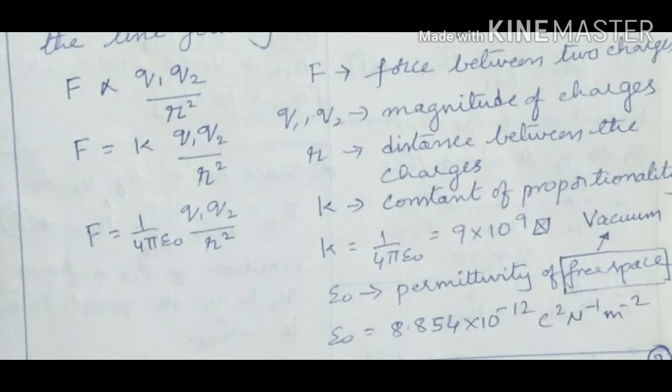F is proportional to Q1 Q2 by R square, or F equals K times Q1 Q2 by R square, where K is a constant of proportionality and it is equal to 1 by 4 pi epsilon naught. Its value is 9 into 10 power 9, where epsilon naught is called the permittivity of free space or vacuum, and its value is as you can see on the screen.